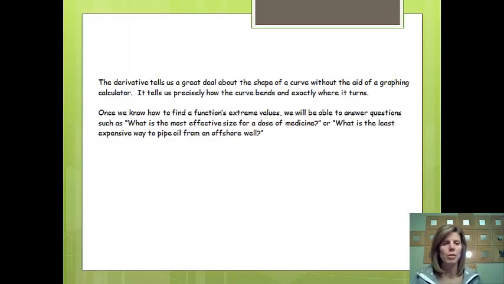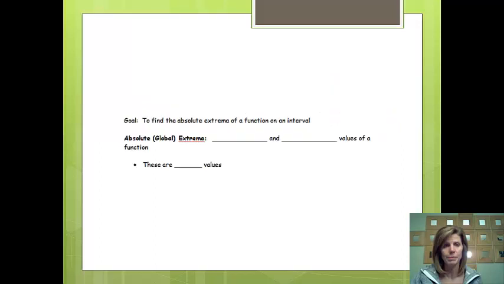Right, I'm just going to read through this. The derivative tells us a great deal about the shape of a curve without the aid of a graphing calculator. It tells us precisely how the curve bends and exactly where it turns. Once we know how to find a function's extreme values, we'll be able to answer questions such as, what is the most effective size for a dose of medicine? Or what is the least expensive way to pipe oil from an offshore well?